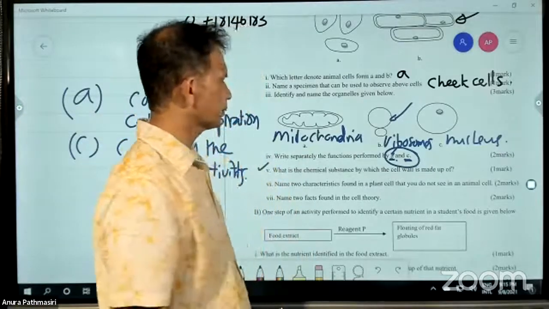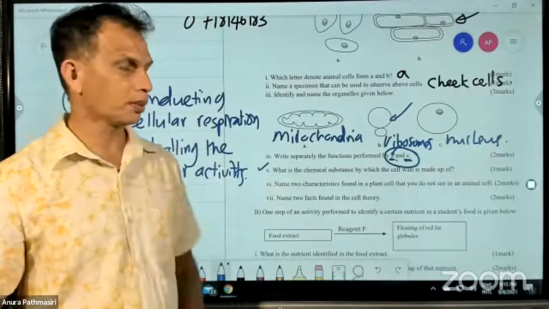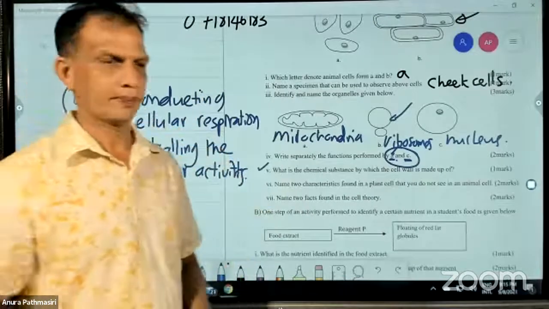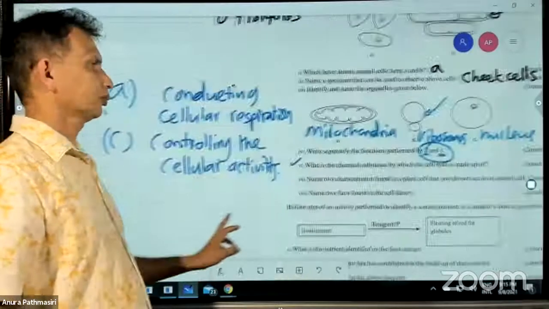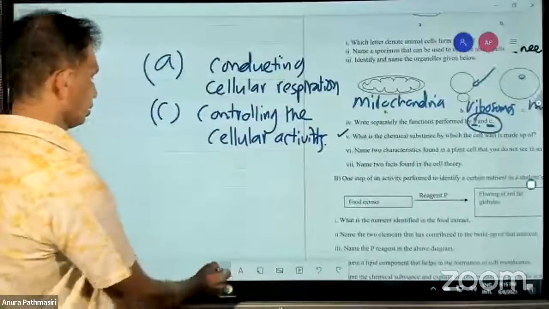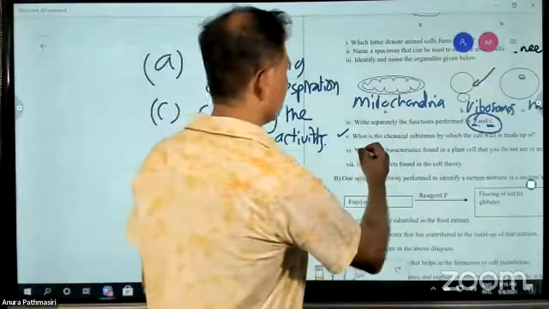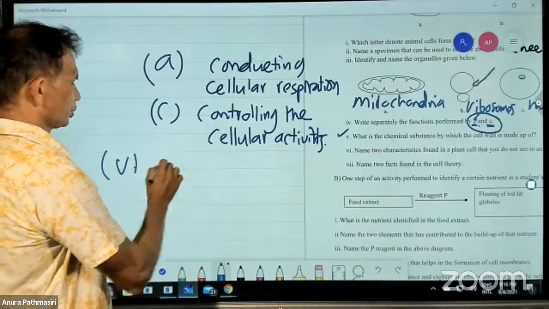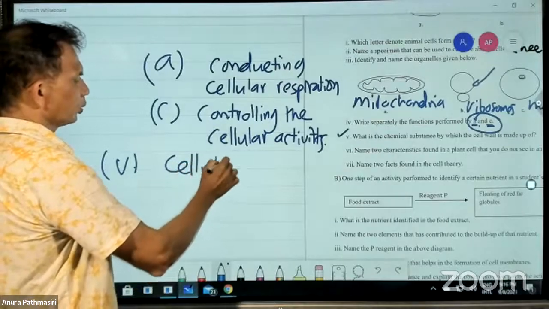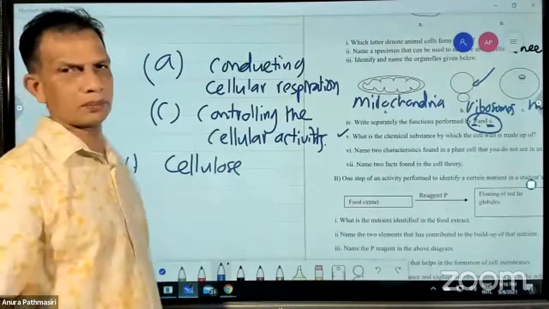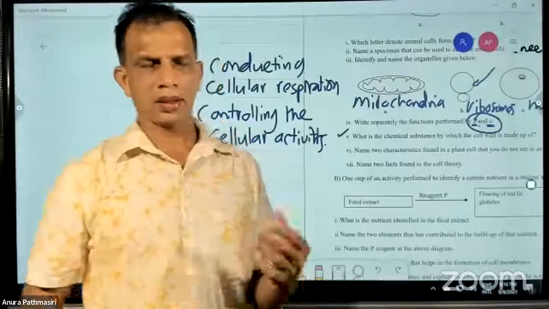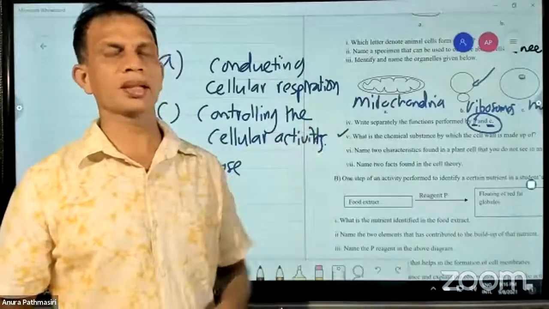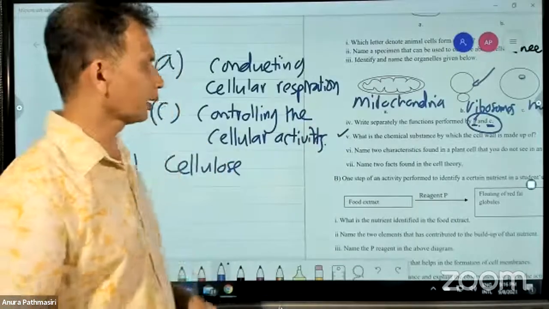Name the chemical substance by which the cell wall is made up of. What is it? Cellulose. Yeah, the answer for the fifth one is cellulose. Cellulose is a polymer of the monosaccharide glucose. Glucose is polymerized and the cellulose is made.